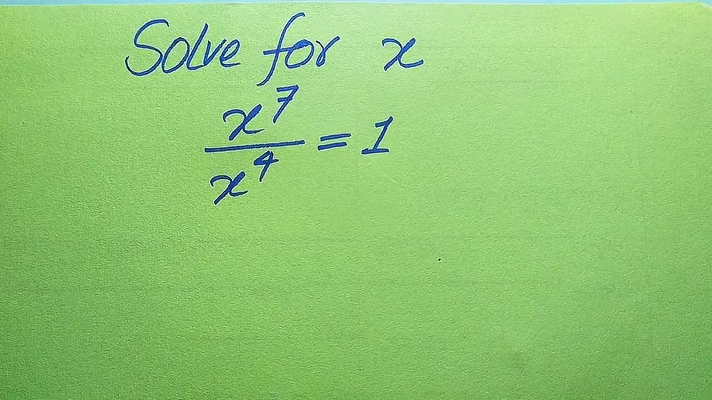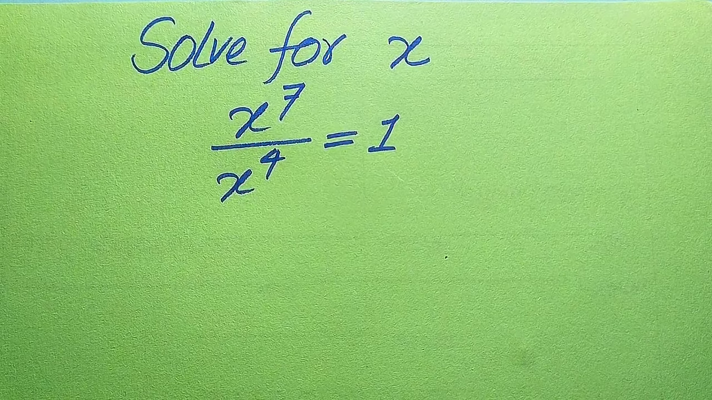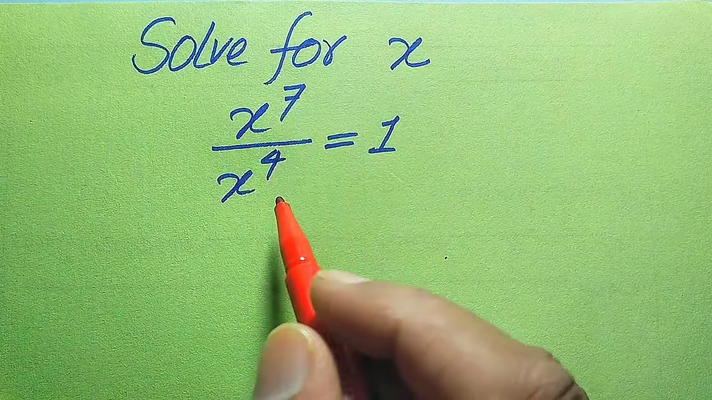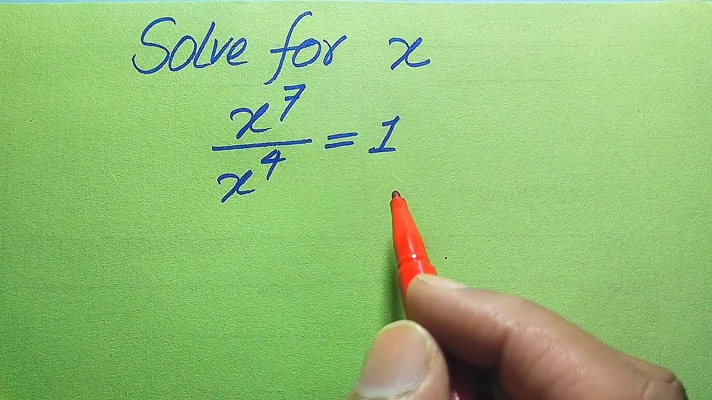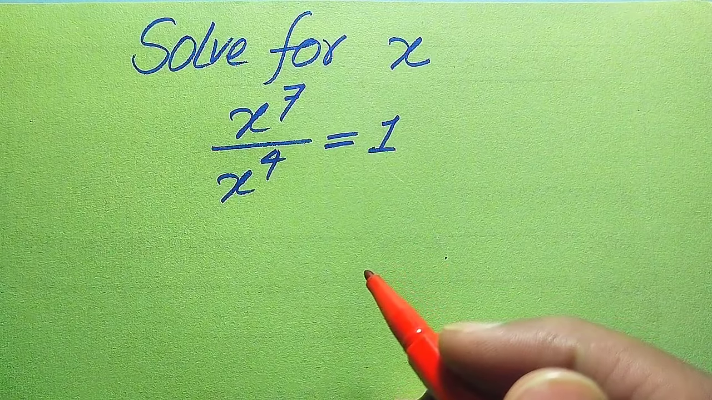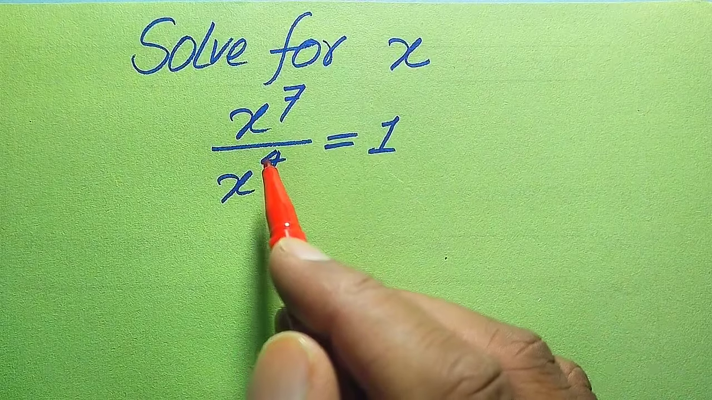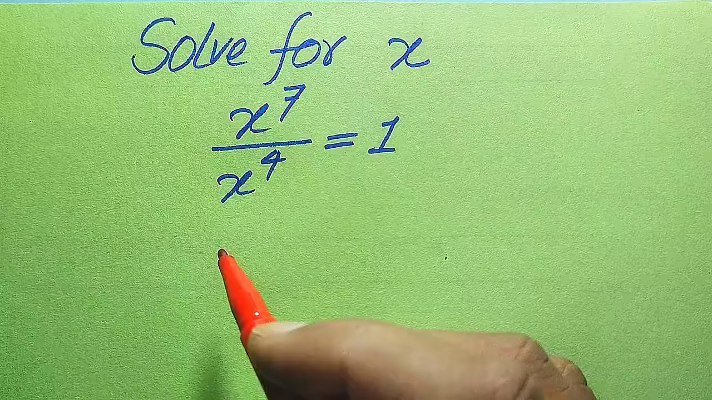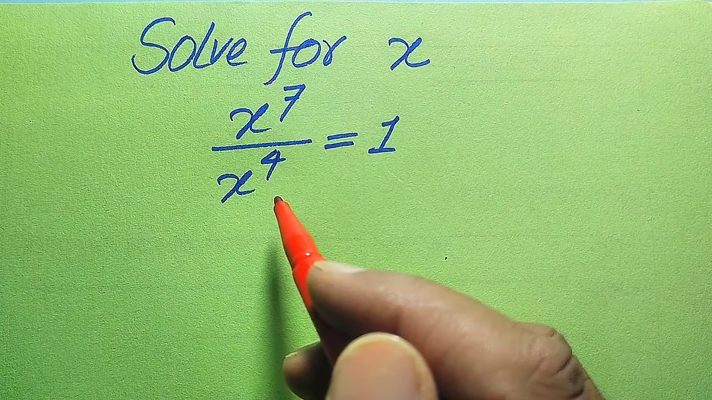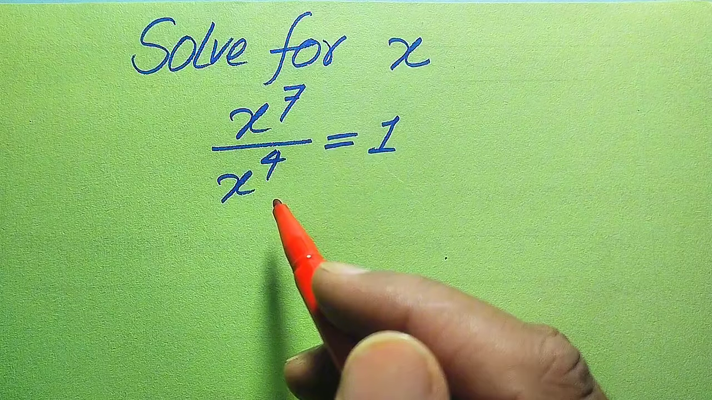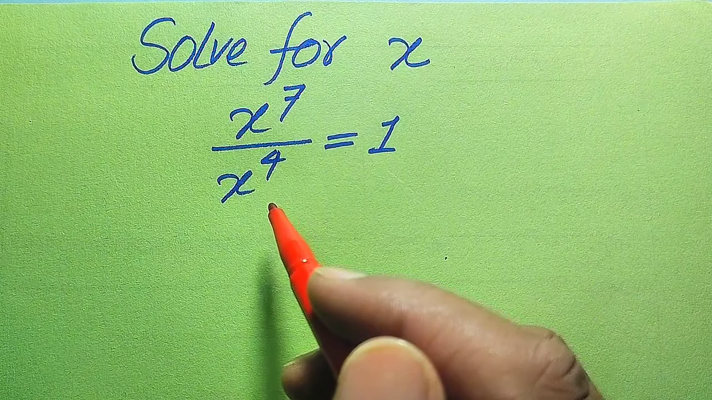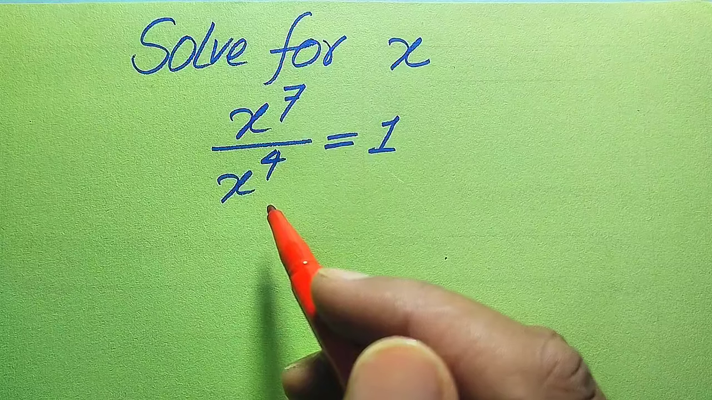Hello everyone, how to solve this problem for the values of x if we have x to the power of 7 divided by x to the power of 4 is equal to 1, and we solve this problem for all the values of x. Here you see that this is a 7th order equation. It means that this equation has 7 roots. So we need to find all that 7 roots of this equation. So here we move toward the solution of this problem.